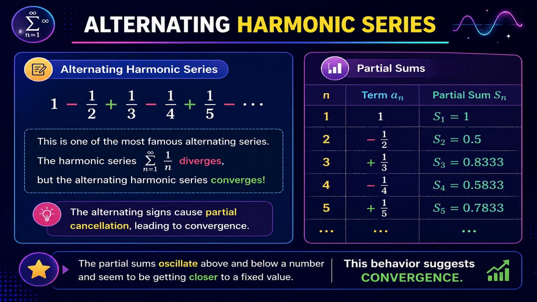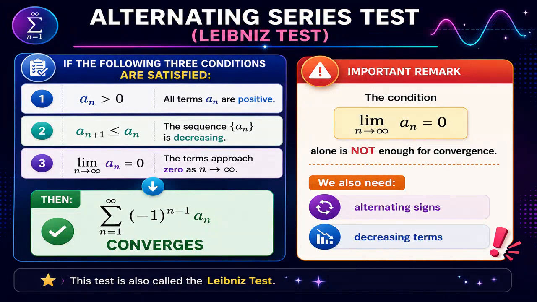As highlighted at the bottom of the slide, these partial sums oscillate above and below a specific number, and they get closer and closer to a fixed value with every single term we add. This bouncing behavior strongly suggests convergence. But how do we prove this mathematically? For that, we need a formal test.